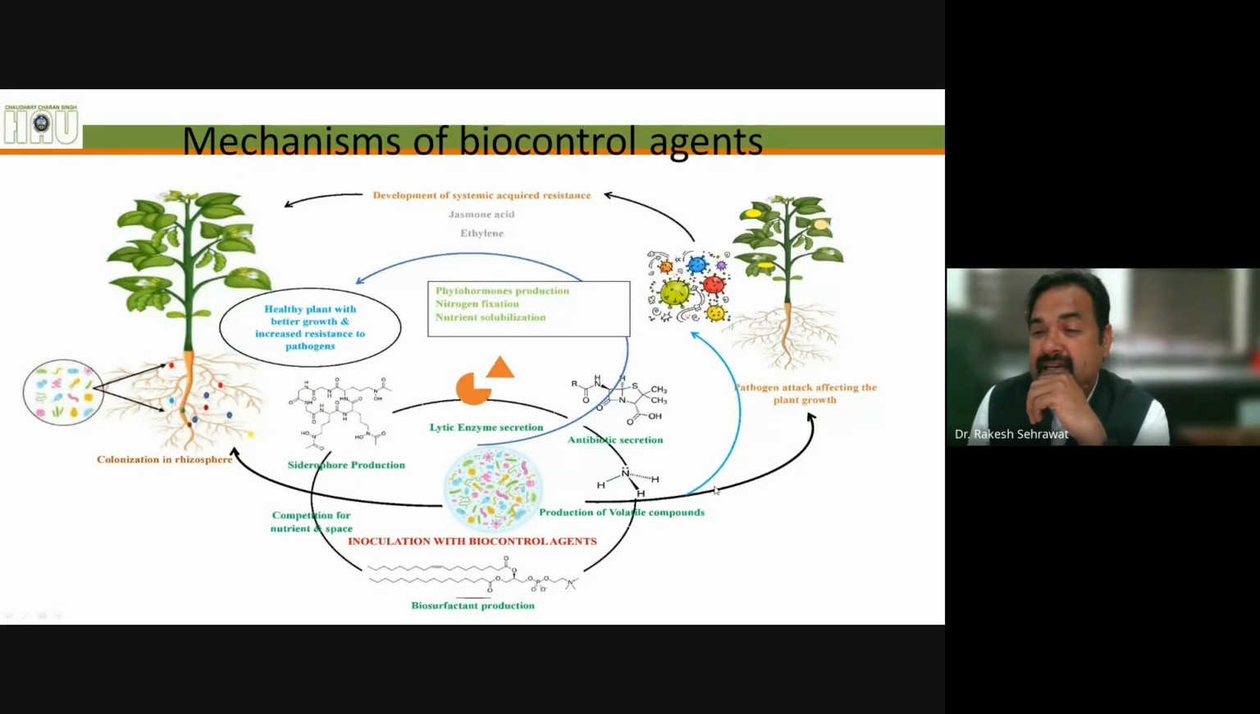And VOCs again. If pathogens attack, it affects the plant growth, and the plant vigor is impacted, and ultimately it will not be able to survive with the pathogens and the other environmental conditions. So these are the few mechanisms which are being used by the biological controls.